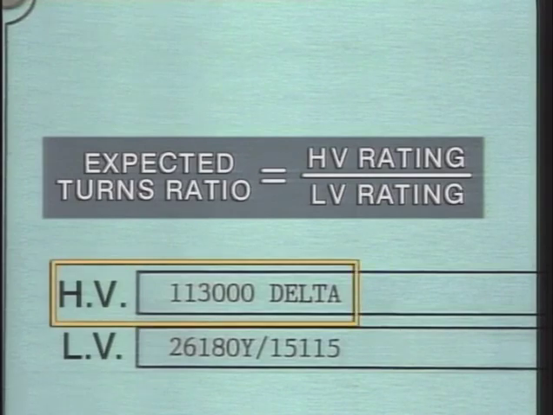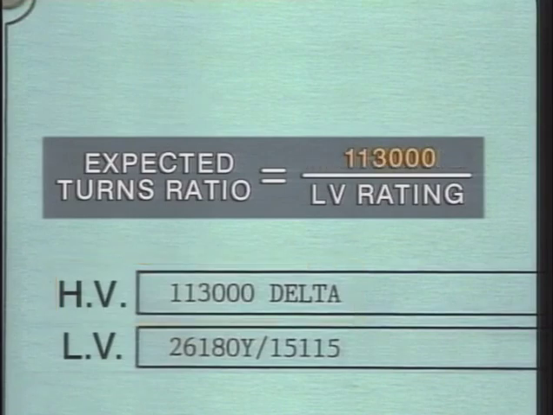If the windings are delta connected, only one voltage is identified on the nameplate. For example, here, the high voltage windings are delta connected and the voltage rating is 113,000 volts. This figure goes in the high voltage rating part of the turns ratio formula.